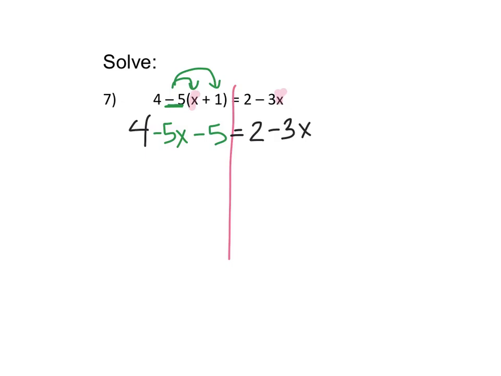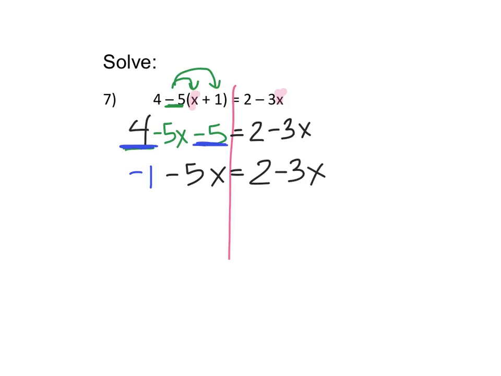Our next step is going to be to combine like terms, which would be my 4 and my 5. I'm going to take the sign in front, so this reads as 4 minus 5. Same side, so I'm not changing any signs. That becomes a negative 1. My minus 5x is still there, and the right side has not changed either.